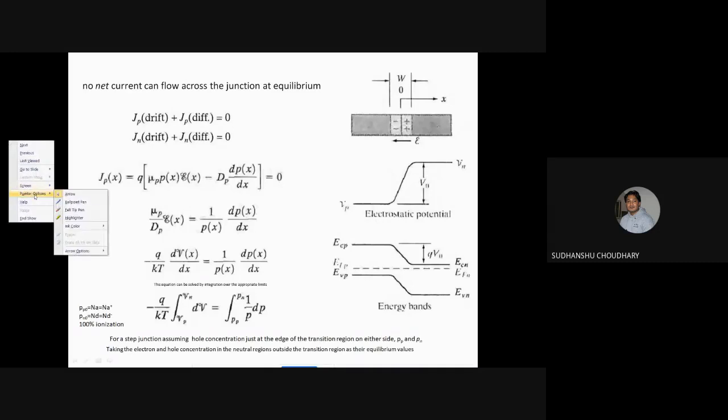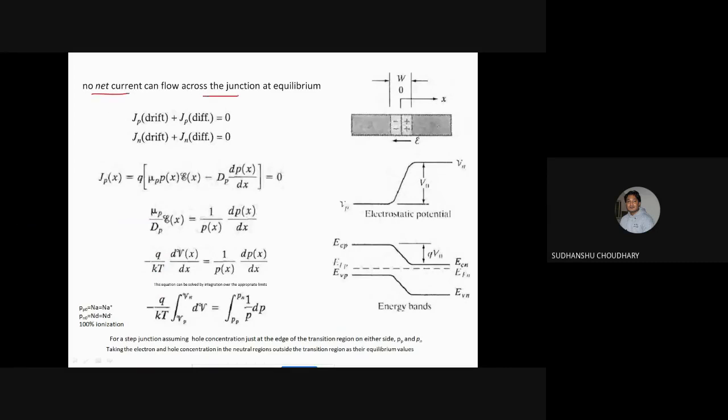Let us come back to the same point, that is at equilibrium. There is no net current across the junction at equilibrium. So one can write these two relations once again, that is the current density due to holes and current due to electrons. Both drift and diffusion components are equal, so current densities would be zero in case of equilibrium.